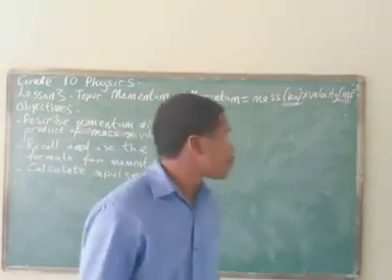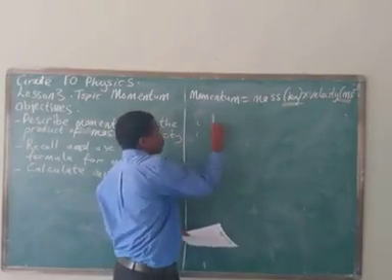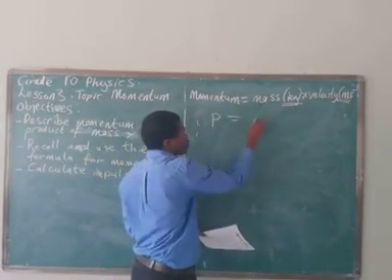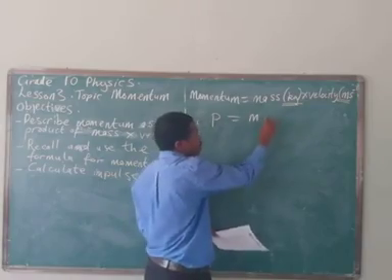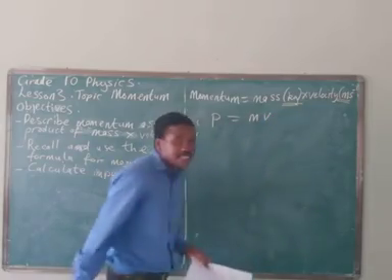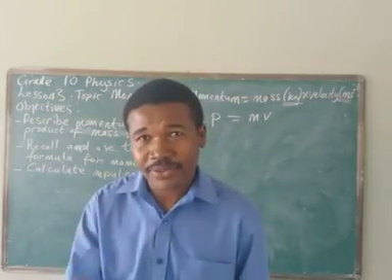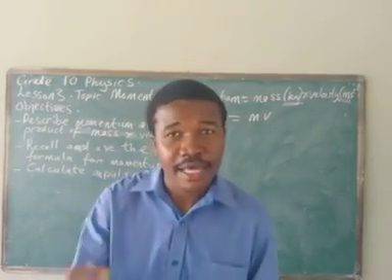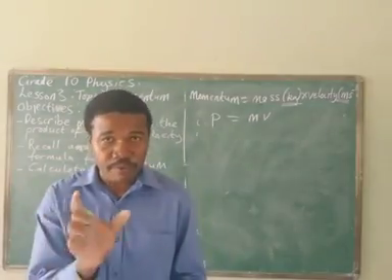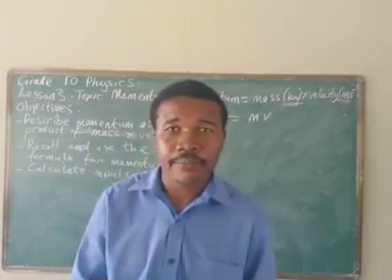The symbol for momentum that we use is P, which is equal to mass times velocity. The symbol for mass is m, and for velocity is v. P is equal to mv. That is your formula for calculating momentum.